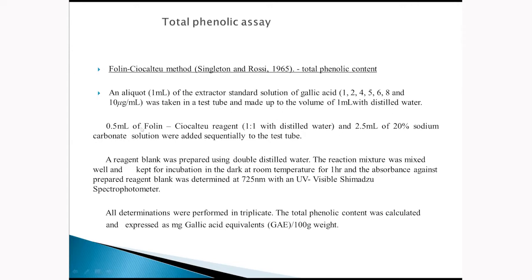Then about 0.5 ml of the Folin-Ciocalteu reagent, diluted 1:1 with distilled water, and 2.5 ml of 20% sodium carbonate solution were added subsequently to the test tube. A reagent blank was prepared because we have to compare with the blank in order to find out the actual value of our particular reaction.